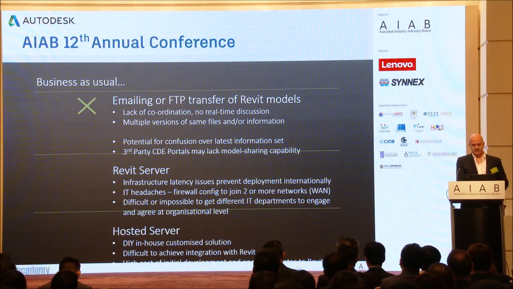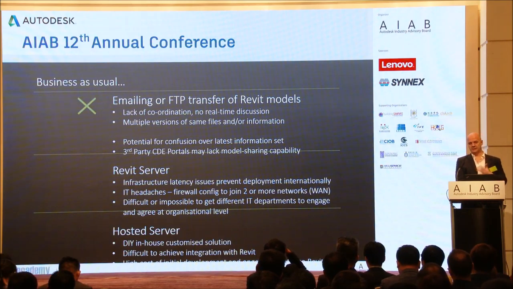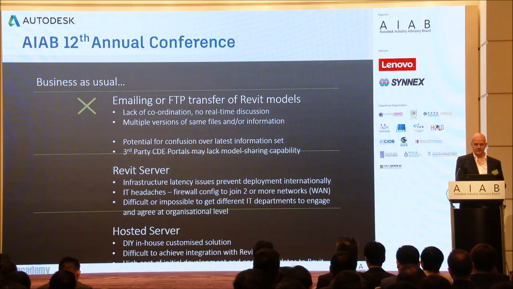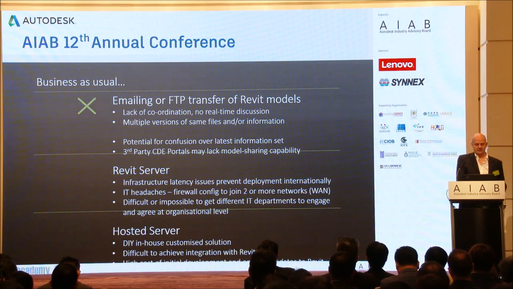The biggest one for me is the IT headaches, where firewall configurations, for it to truly work across a multidisciplinary team, which is usually different organizations, then you have to join two different companies' networks together, which is always difficult and most likely impossible when the two IT departments don't really want to engage or agree to do that. It can work, but it is very difficult.